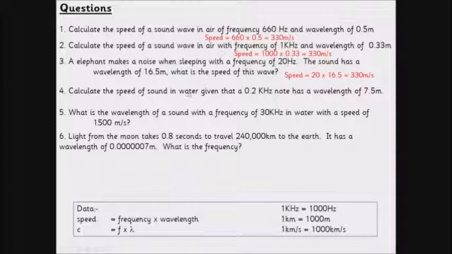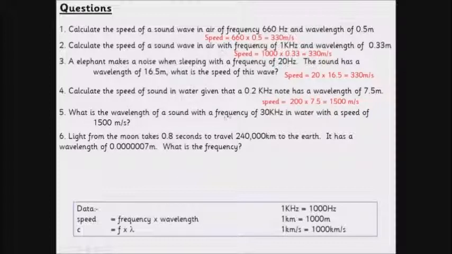The speed of sound in water, given that 0.2 kilohertz, which is 200 hertz, has a wavelength of 7.5 meters. Speed equals frequency times wavelength, so we've just done that, okay, 1500 meters per second. So the speed of sound in water is much faster. Let's do a trickier one.